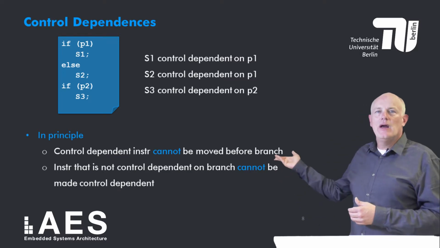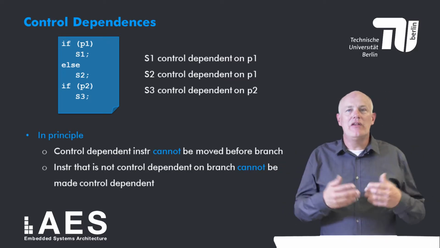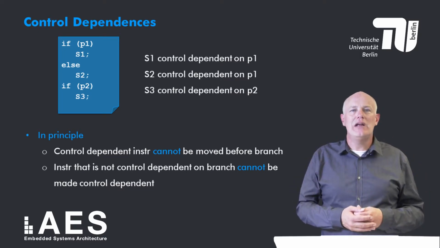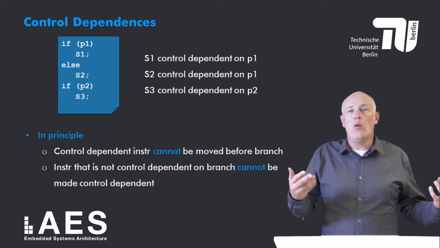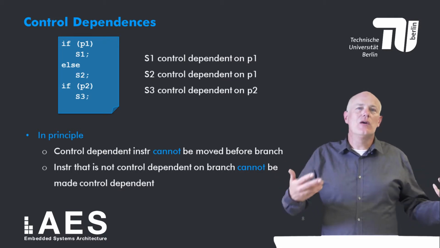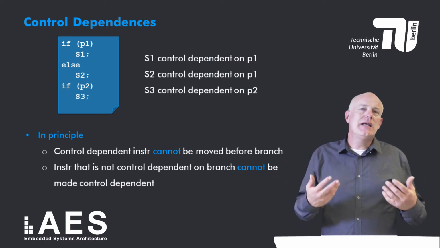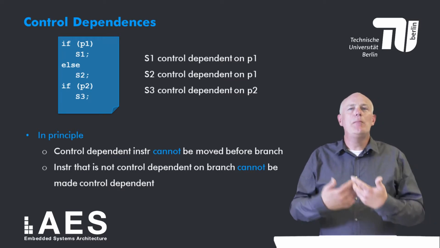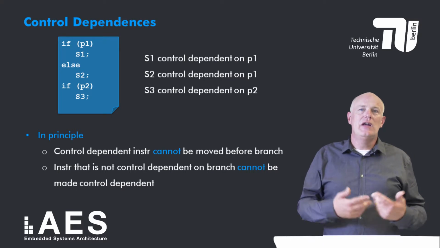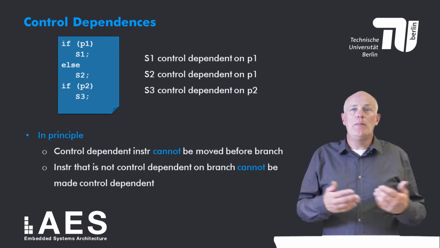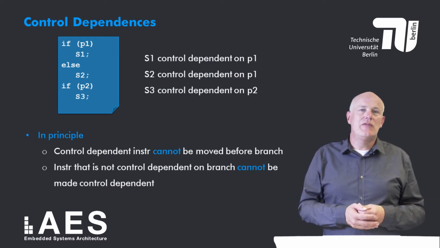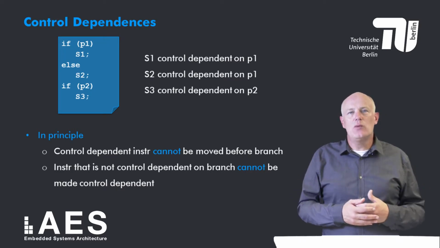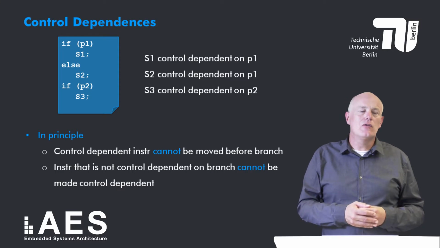In principle, again with the emphasis on in principle, a control dependent instruction cannot be moved before the branch, since then it would always be executed instead of being controlled by the branch. Similarly, an instruction that is not control dependent on a branch cannot be made control dependent on that branch, since then it would only be executed if the branch condition is fulfilled. I said in principle, however, because there are several situations where we can violate control dependencies.